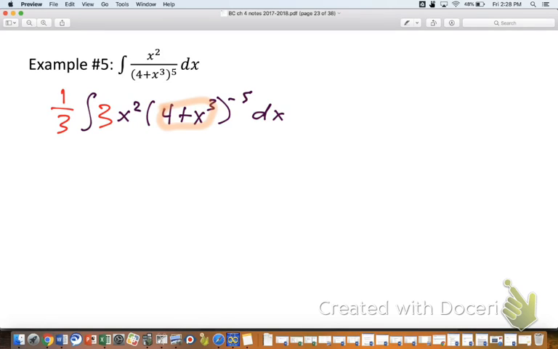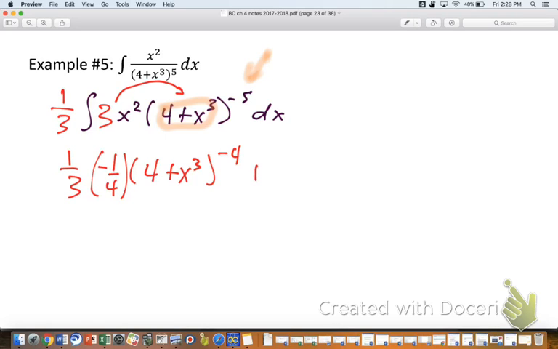At this point, I'm ready to find my antiderivative. The 1/3 continues on down. The 3x squared simply goes back where it came from and disappears back in there. The only thing I actually have to anti-differentiate is the negative 5th power. So this would be (4 plus x cubed) to the negative 4th divided by negative 4, plus C. So it'd be negative 1/12 times all that, plus C.